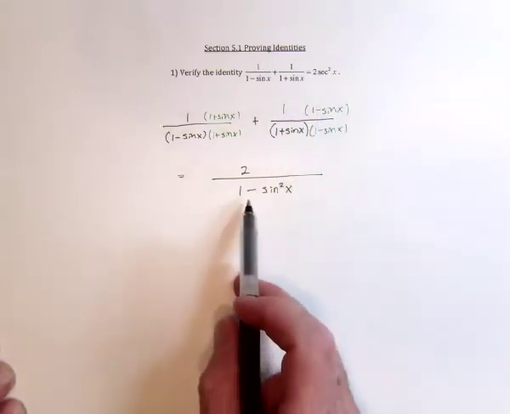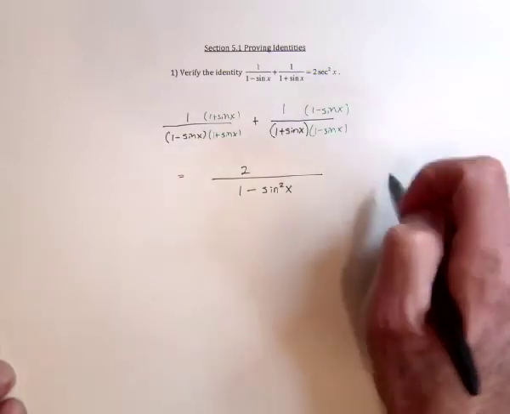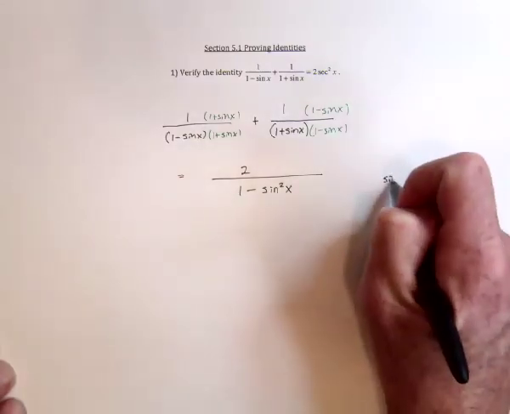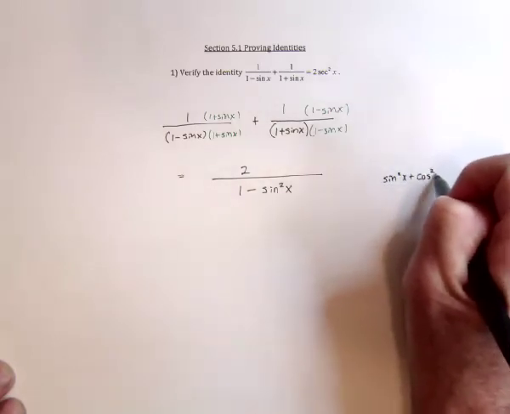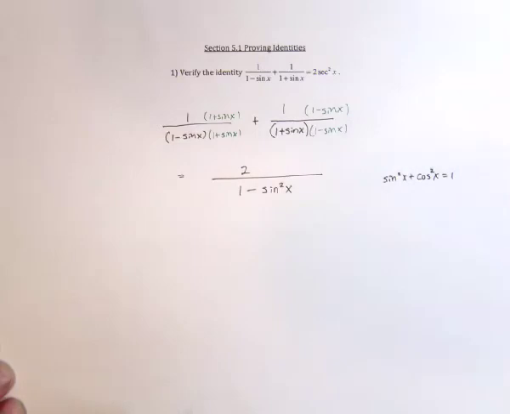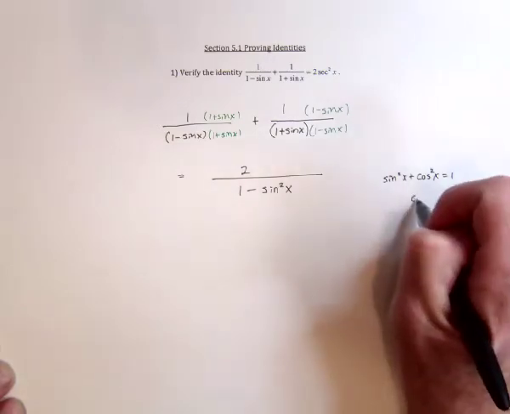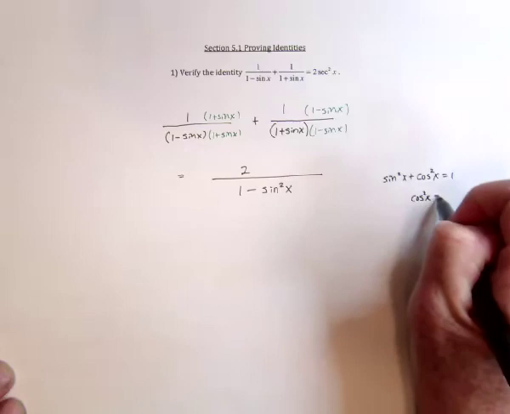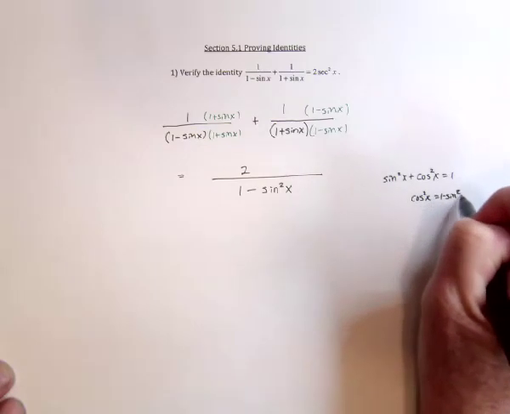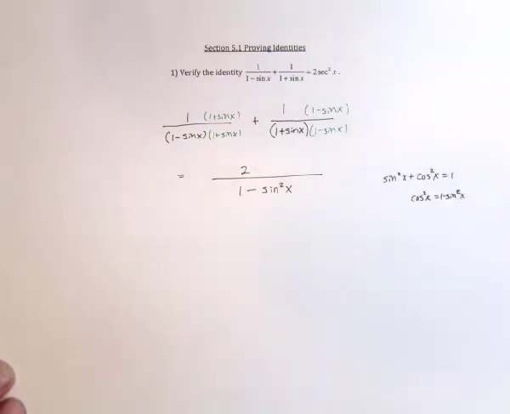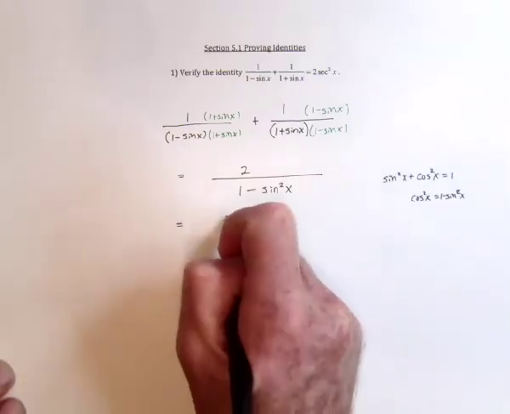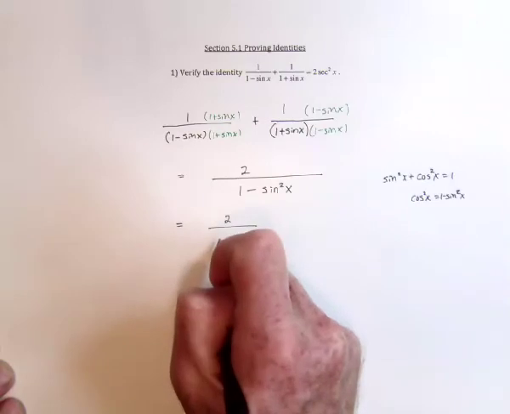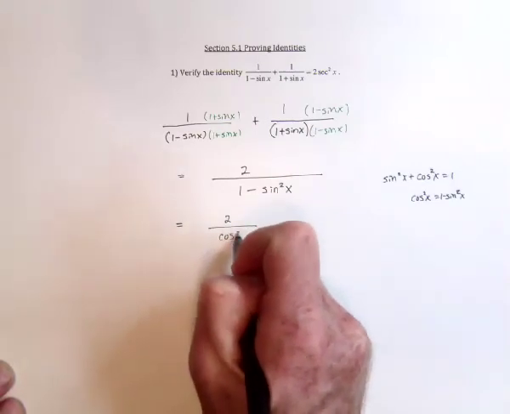The next thing to do is realize that 1 minus sine squared is equal to cosine squared. That comes from the Pythagorean identity that sine squared plus cosine squared equals 1. So if you subtract sine squared from both sides, we've got that 1 minus sine squared is equal to cosine squared. So that's the next thing to do. So we've got 2 over cosine squared.